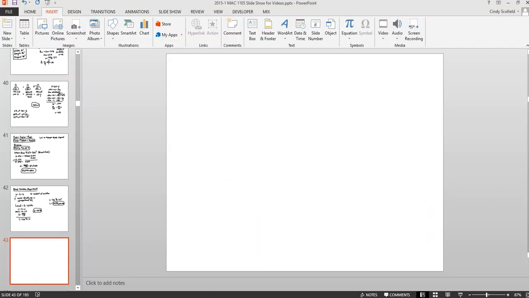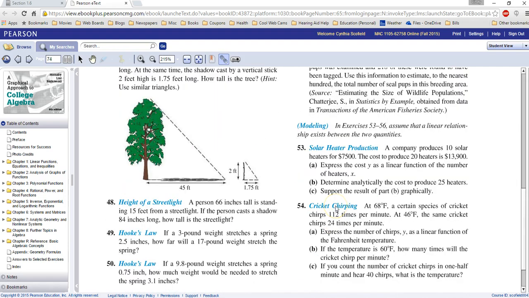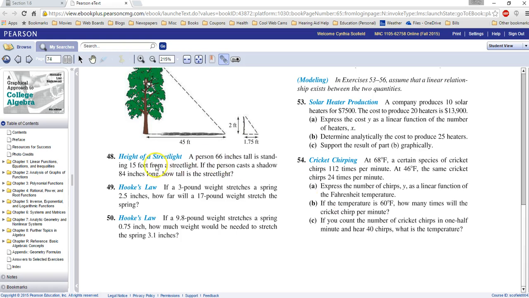All right, one more. Let's pull up the book and look at number 48. Height of a street light. A person 66 inches tall is standing 15 feet from a street light. If the person casts a shadow 84 inches long, how tall is the street light?